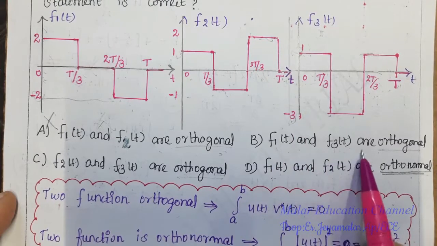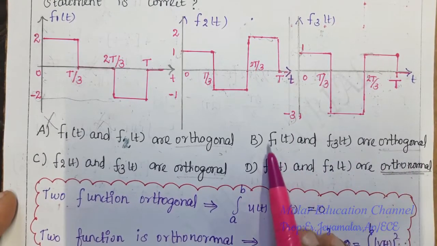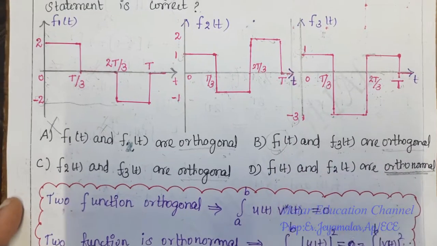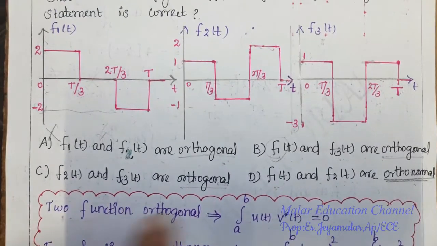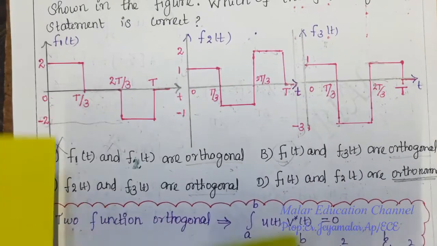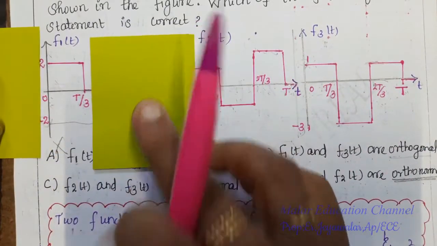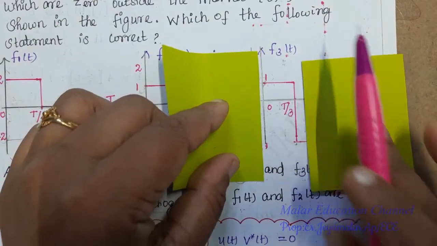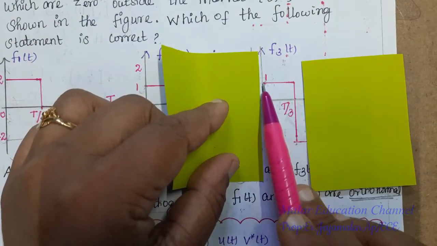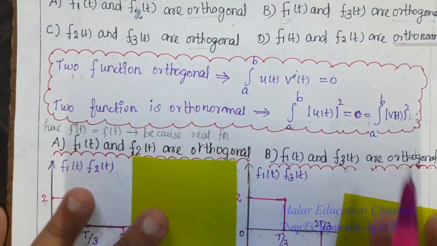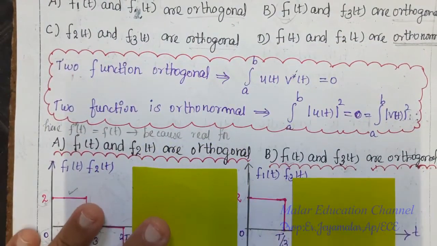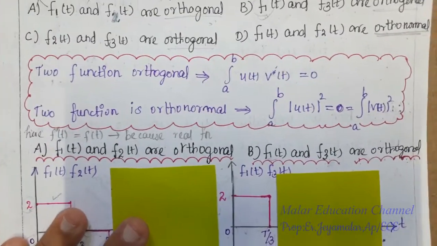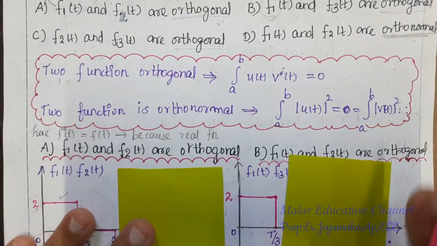f1 of t and f3 of t are orthogonal. Try to concentrate on f1 of t and f3 of t. Same concept. See here, here limit 0 to t by 3, the amplitude is 2. Similarly here, f3 of t, limit from 0 to t by 3, the amplitude is 1. So 2 into 1 is 2. See here, see the diagram. The amplitude is for the limit from 0 to t by 3, the amplitude is 2.